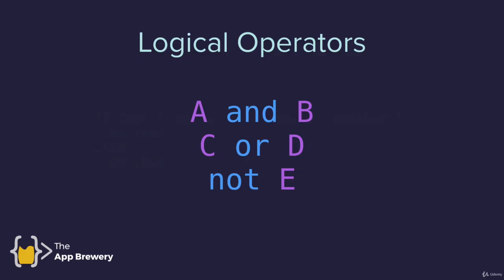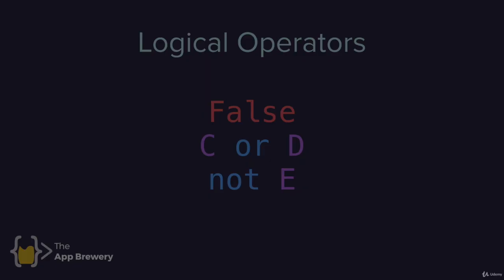So there's 3 of them that are really useful: and, or, and not. So let's take a look at the first one. When you combine 2 different conditions using an and operator, they both have to be true, both A and B, for the entire line of code to be true. If just one of them is true, say A is true and B is false, or A is false and B is true, then the overall thing evaluates to false.